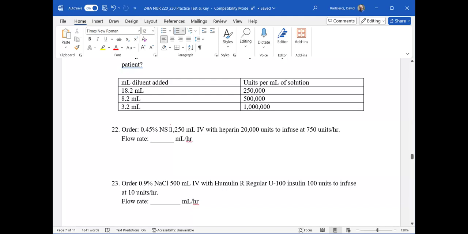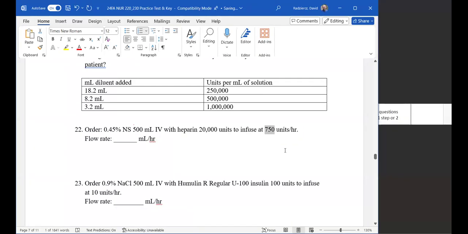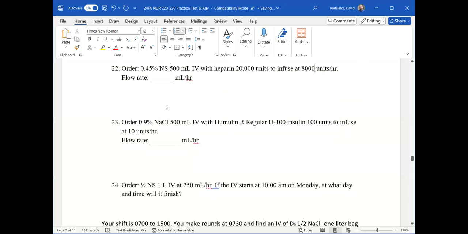So what I'm going to do is just change up some of the variables on here. So let's say this is 500 milliliters, 20,000 units is probably fine. And then let's just say 8,000 units per hour. So I'm changing up these numbers. That way, when you go to the OneDrive folder, the 24 fall nursing 22230 practice testing key will be a little bit different. I know I advertise key. Technically the key is not up to date because I keep changing the variables.